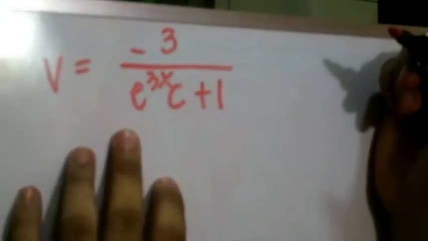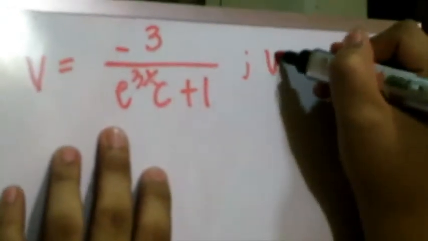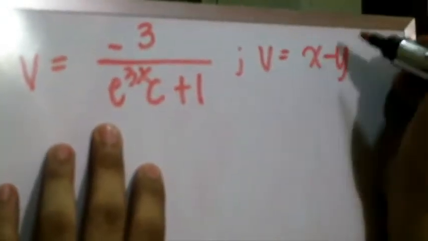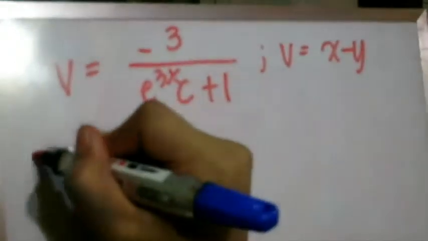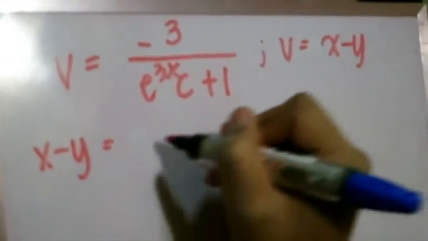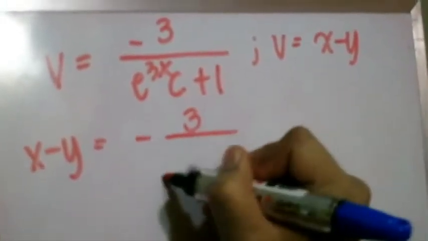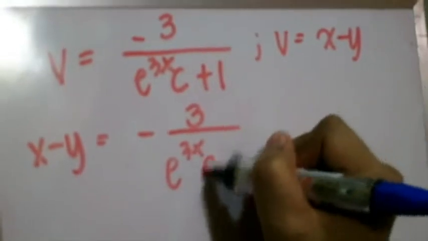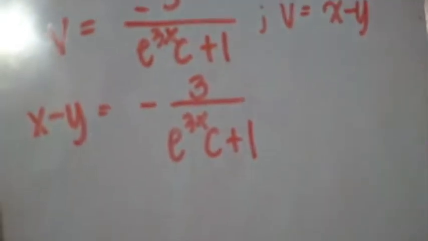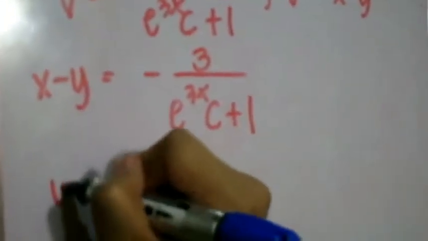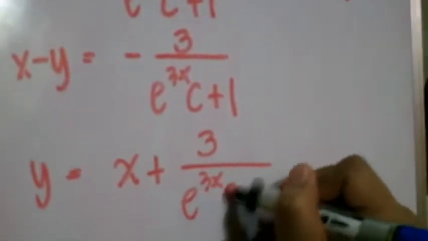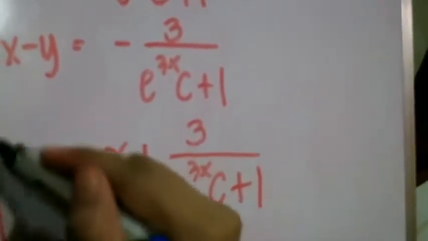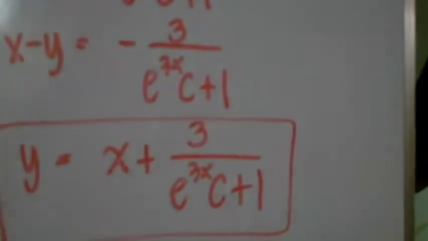So we have our new equation. Now recalling that v is equals to x minus y, so substituting to this variable, we have x minus y is equals to negative 3 over e to the 3x c plus 1. So now we have y is equals to x plus 3 over e to the 3x c plus 1.